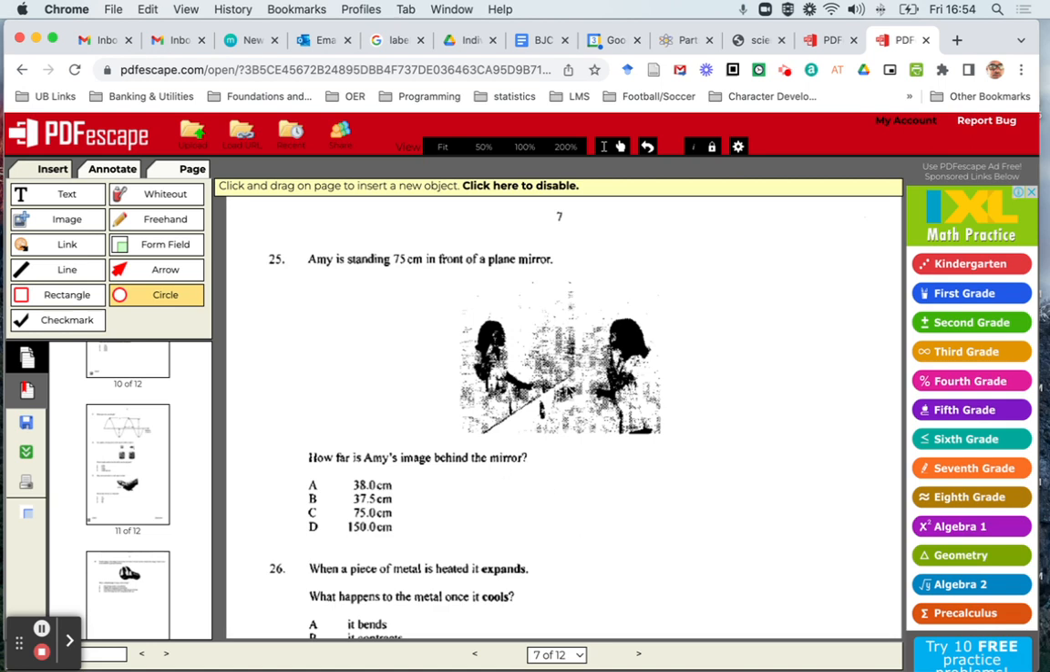Amy is standing 75 centimeters in front of the mirror. How far is Amy's image behind the mirror? Well, whenever you have a reflection in a mirror, the image is exactly the same distance behind the mirror as is the subject in front of the mirror, and so that's going to be 75 centimeters, C.